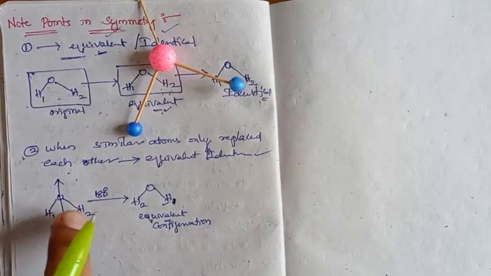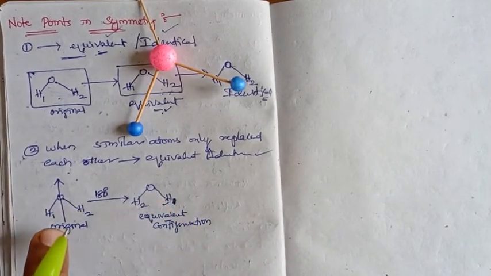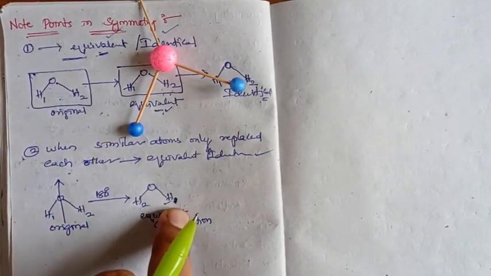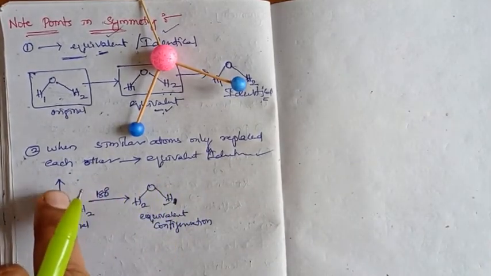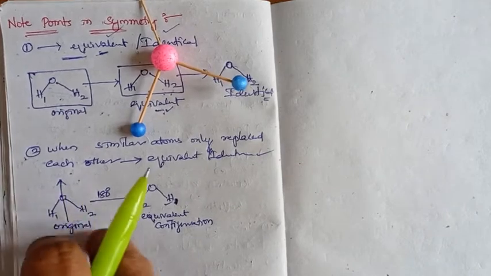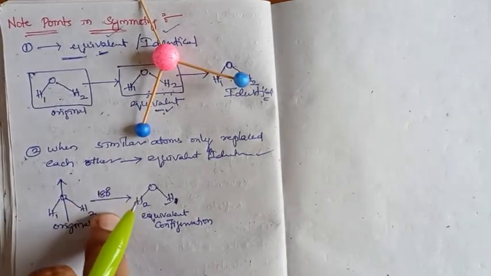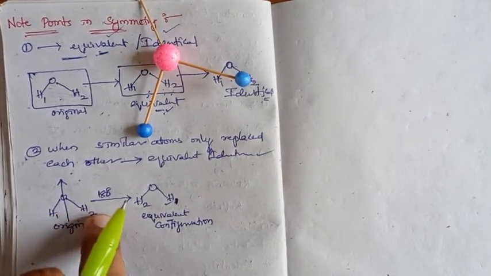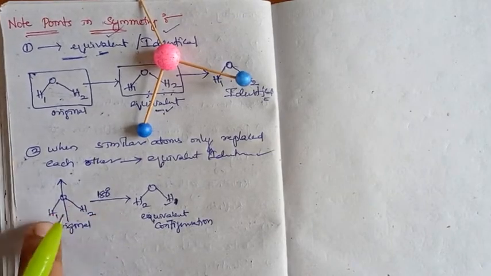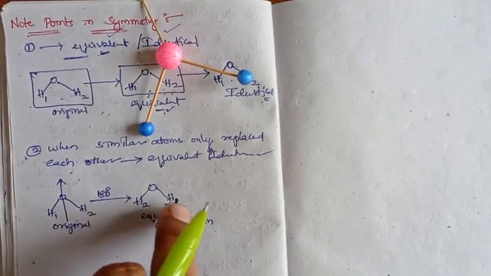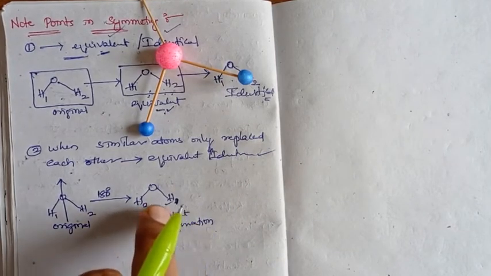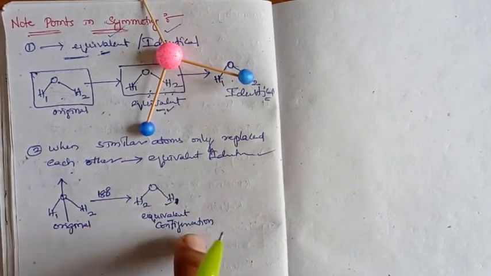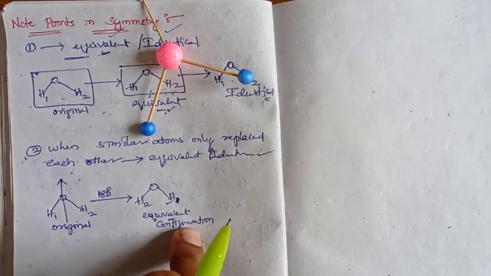So what is happening from here to here? We just changed the positions of similar atoms. We are not bothered about the oxygen atom. In this water molecule we have two similar hydrogen atoms, and these two same hydrogen atoms exchange their positions. After this exchange, the symmetry operation generates the equivalent configuration.